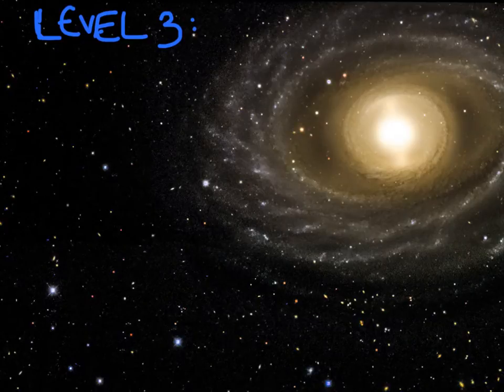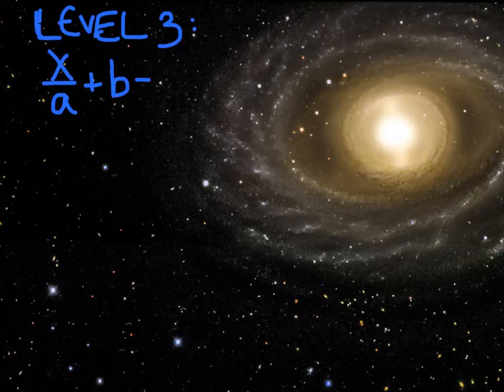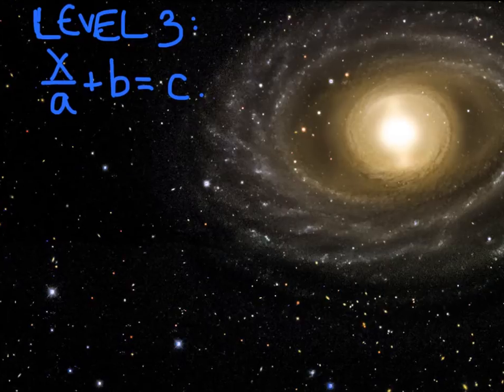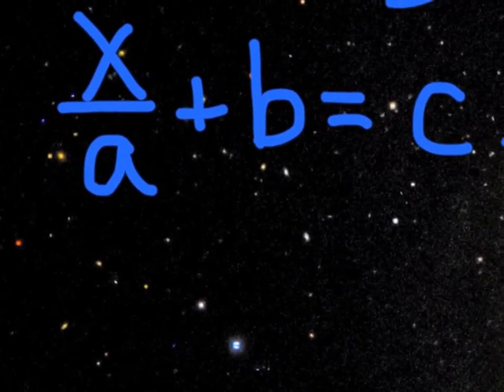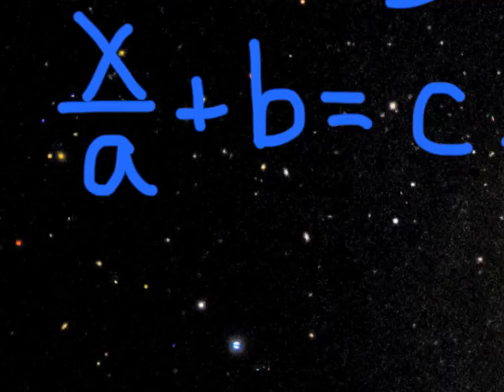This is level 3 of the algebra unit, and in this video we're going to be going over equations in the form x over a plus b equals c. And just like the last level, x in this case is the variable that we're going to be trying to solve, and then a, b, and c are going to be any integers.